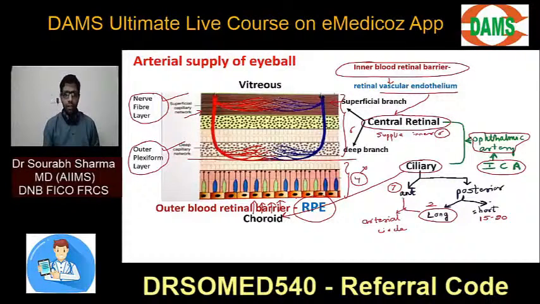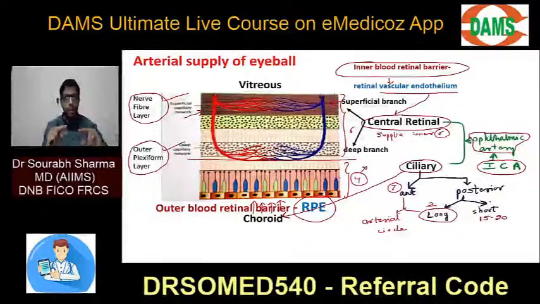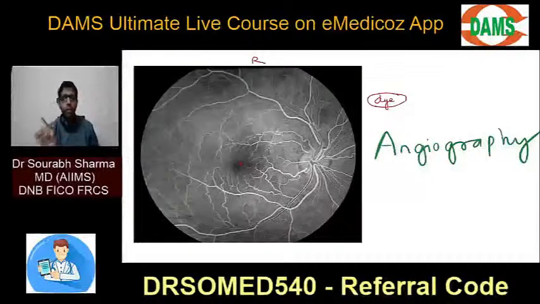The central retinal artery vessels are intraretinal. The inner barrier does not allow the blood to go into the retina. The outer barrier, applicable for choroidal vessels, does not allow the choroid blood to go into the retina. Simple. Now the question was which dye?